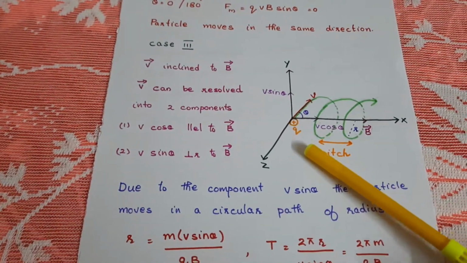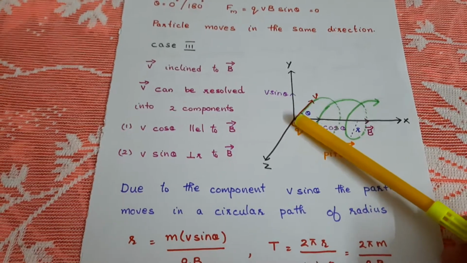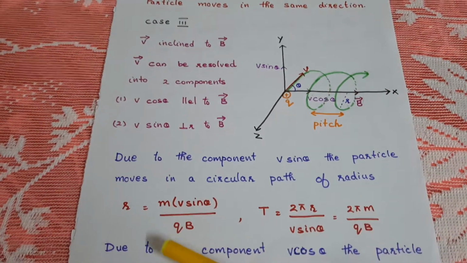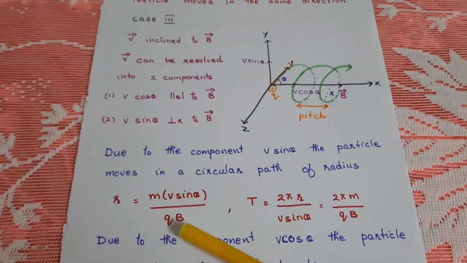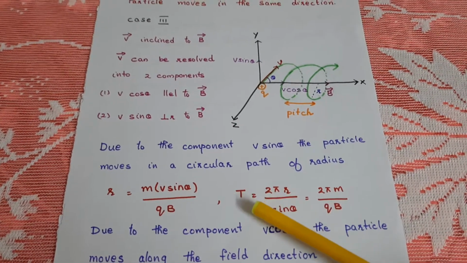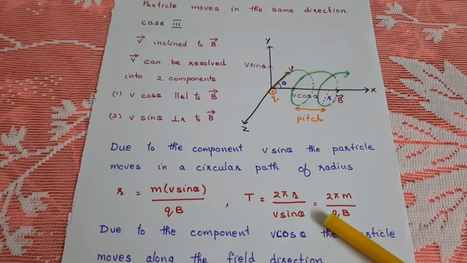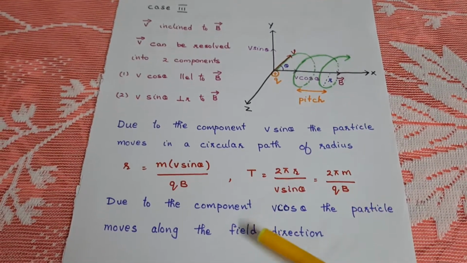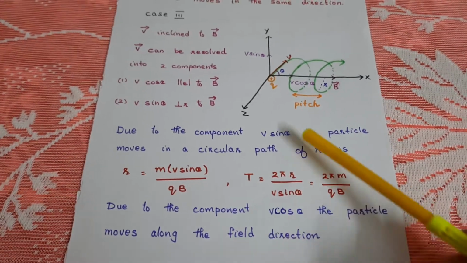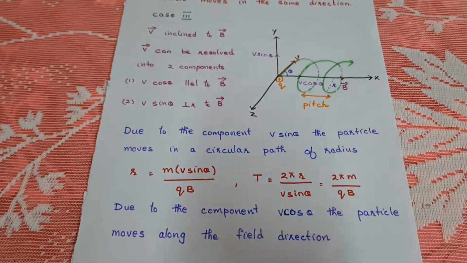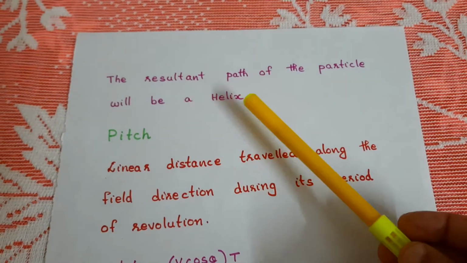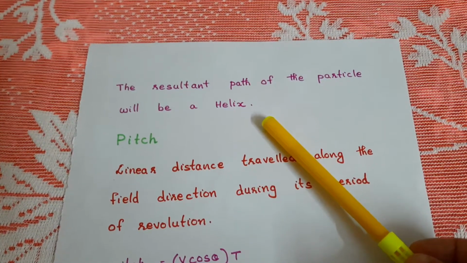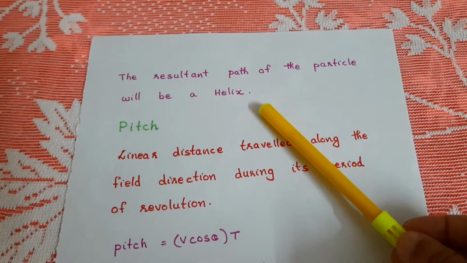Due to the component v sin theta, the particle follows a circular path of radius r is equal to mv sin theta by qB. But the time period, 2 pi r by v sin theta, is 2 pi m by qB. It remains constant. But due to the component v cos theta, the particle moves along the field direction. The resultant path of the particle will be a helix. So the particle follows a helical path.